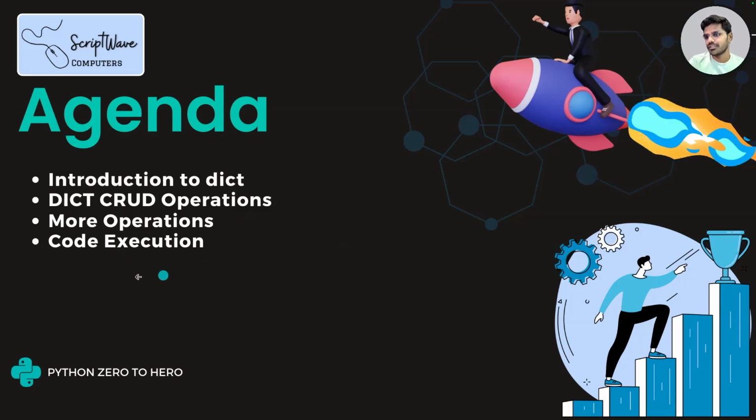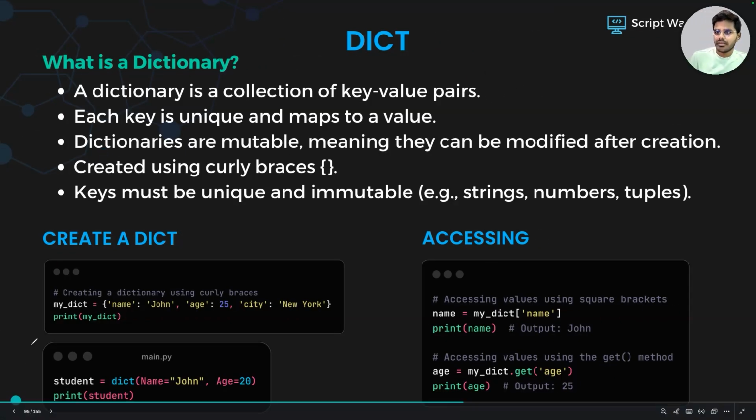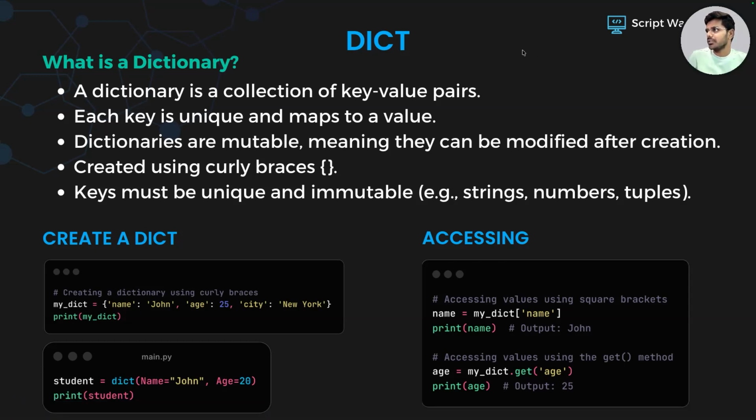Let's start with the introduction to the dictionary. The word dictionary means we have key value pairs. How do we have words in a dictionary? We have a word and its meaning. Similar to that, here also in a dictionary we have key value pairs.